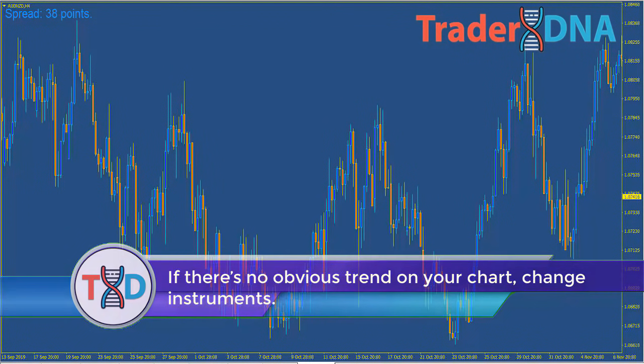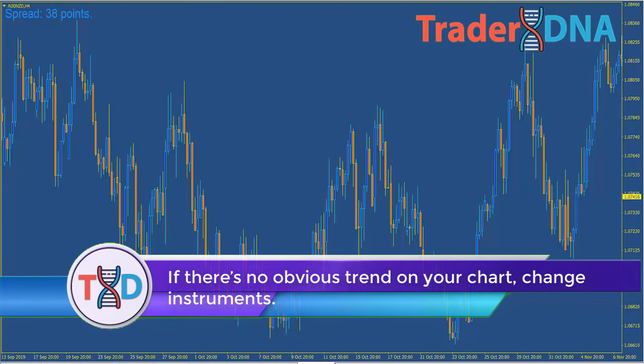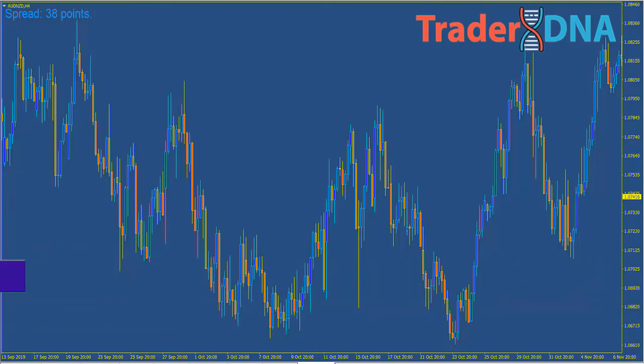There are thousands of markets to trade. Keep looking until you find a trend that jumps off the screen at you. Here are some examples.